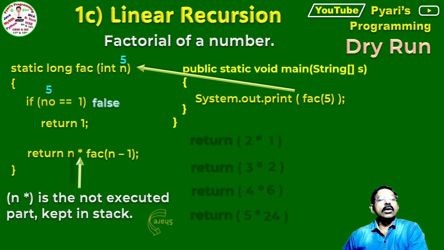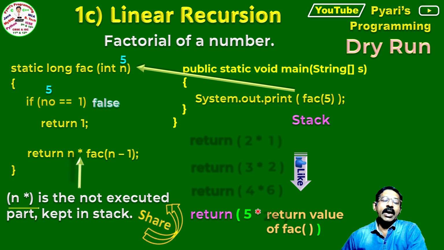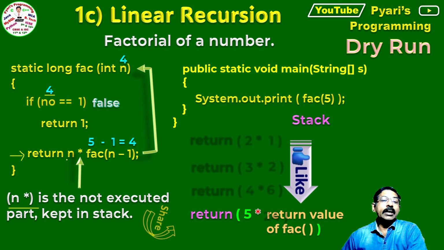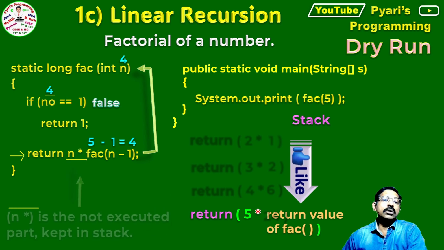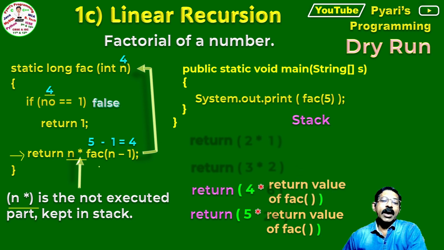So let's see, this is the non-executable part, n into, this is not going to be executed. So it will be kept inside the stack. And after that, it is going to perform n minus 1. The n value is 5. 5 minus 1 is 4. Now it will transfer the control from the function call to the function header, where the n value will be 4. 4 equals 1? Condition false. So it will execute this particular part, where it cannot execute this n into, because the control is going to be transferred to the definition. So n into will be kept into the stack, where the n value is 4 into.